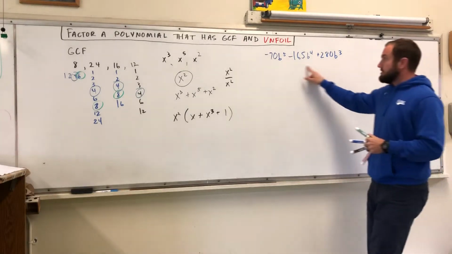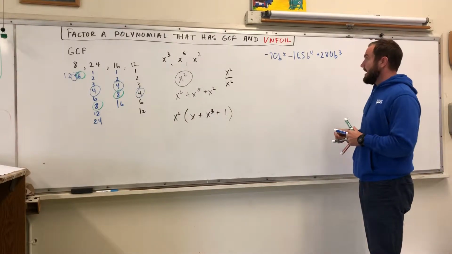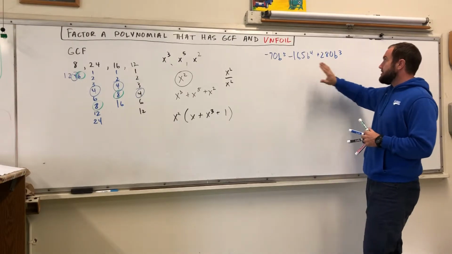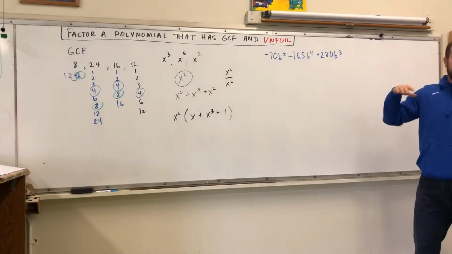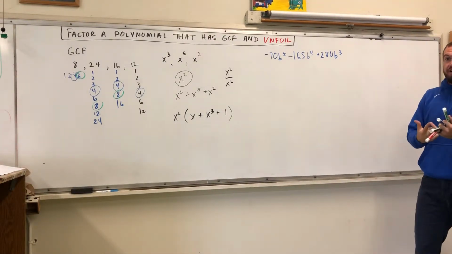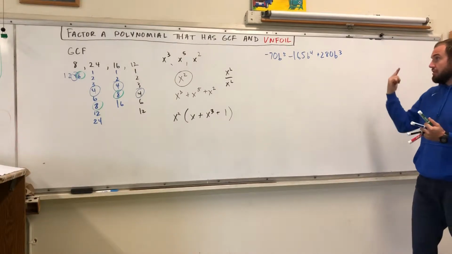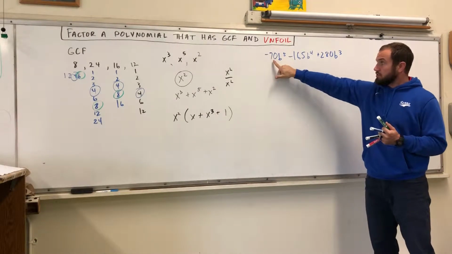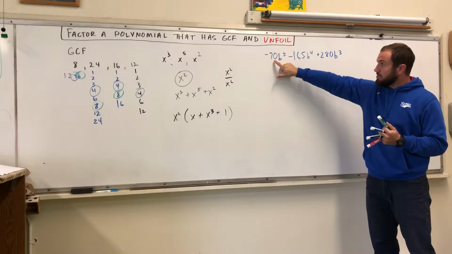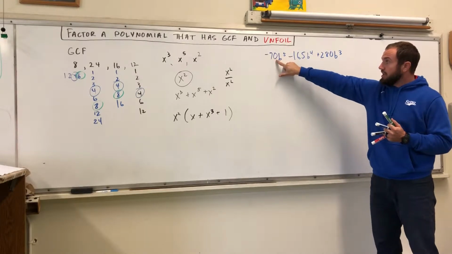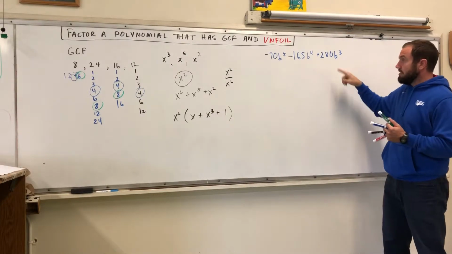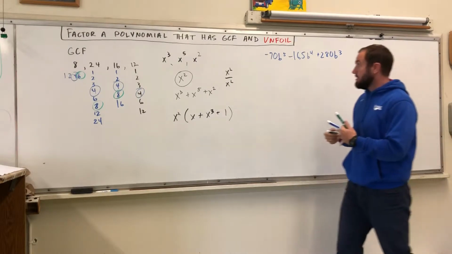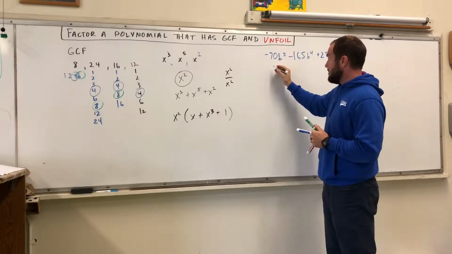So what I could do is come up with a greatest common factor. I look at 70, 165, and 280. I recognize they either end in 0 or 5. So I know, just kind of math IQ there, that any number that ends in 0 or 5 is going to have 5 as a factor. So I can attempt factoring out a 5.